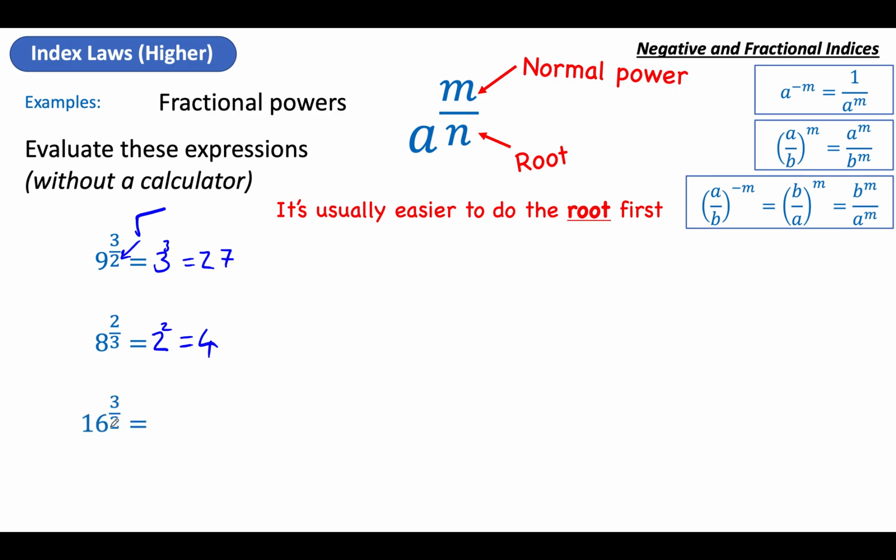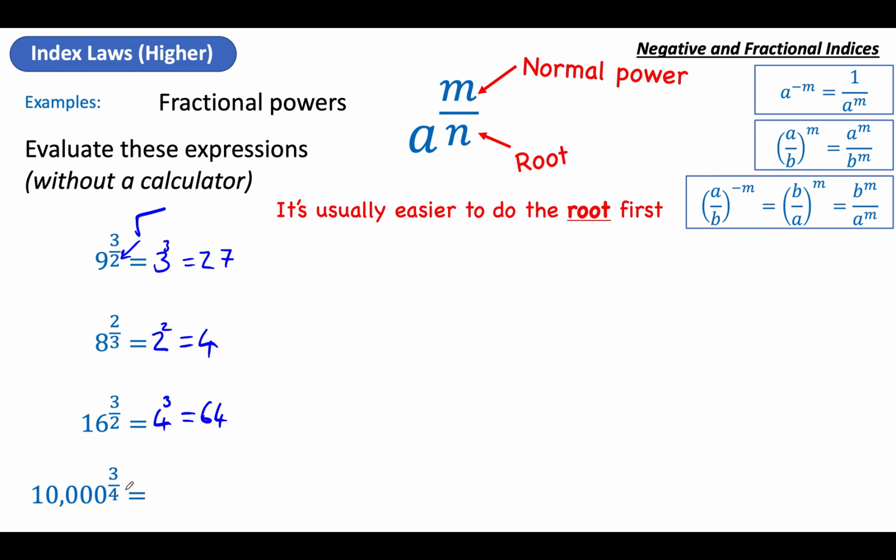Let's do it again. Bottom number is a 2. So what sort of root? Yes, a square root. So that would be square root of 16 is 4. And then we'll do that to the power of 3, right? So you use up the bottom part. I'm trying to say this again and again because it's really important. Use that bottom part of the fraction as the root. And then the top bit you do next. 4 cubed is 64.